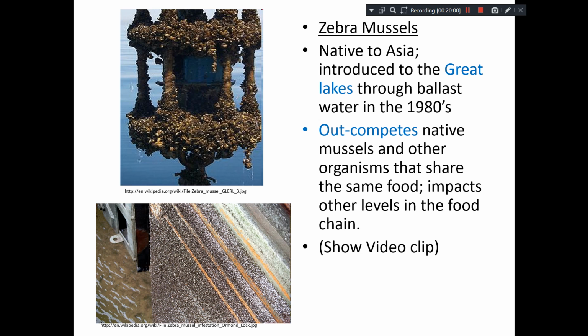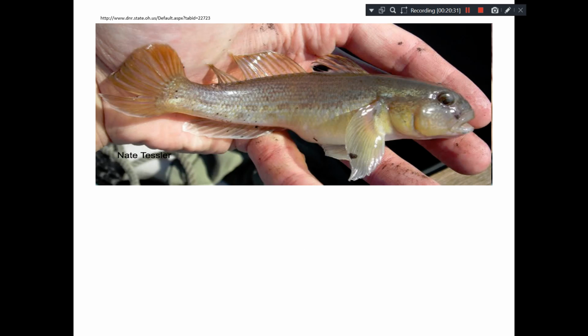Native mussels. This zebra mussel has been transported from Asia to the Great Lakes, and now they compete with the native bivalves. These zebra mussels are hardier than the native mussels, so they outnumber them, and the zebra mussel has no food value. So this is what is happening with alien species.